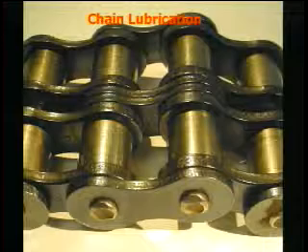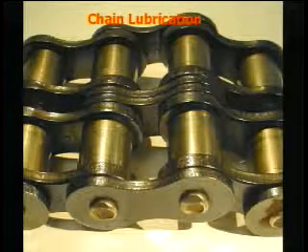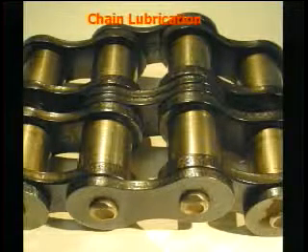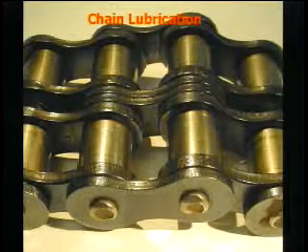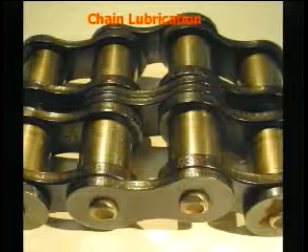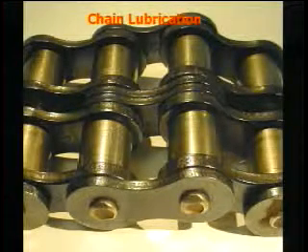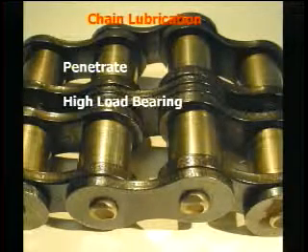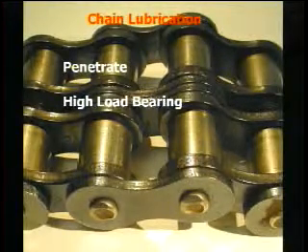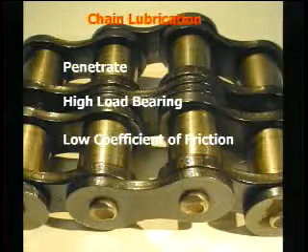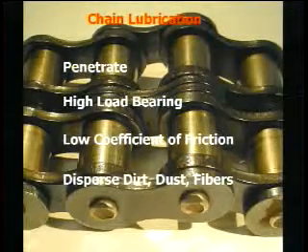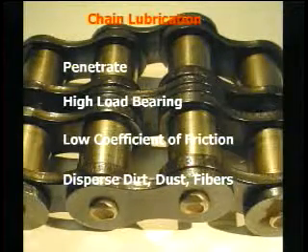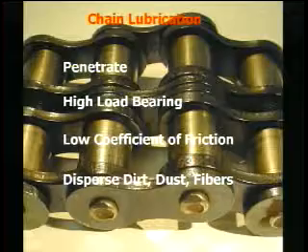One of the most common methods to transmit power is with an industrial pin and bushing chain. To achieve the lowest cost of ownership, the chains need to be periodically lubricated. The required properties of an effective lubricant include the ability to penetrate, high load-bearing properties, a low coefficient of friction, and the ability to disperse dirt, dust, and fibers. We'd now like to demonstrate these characteristics.